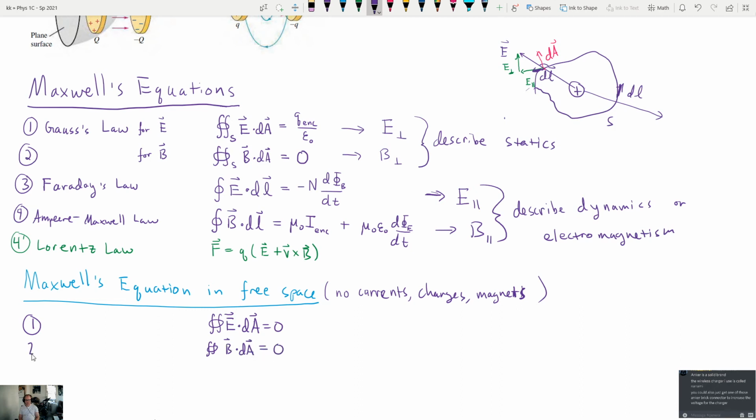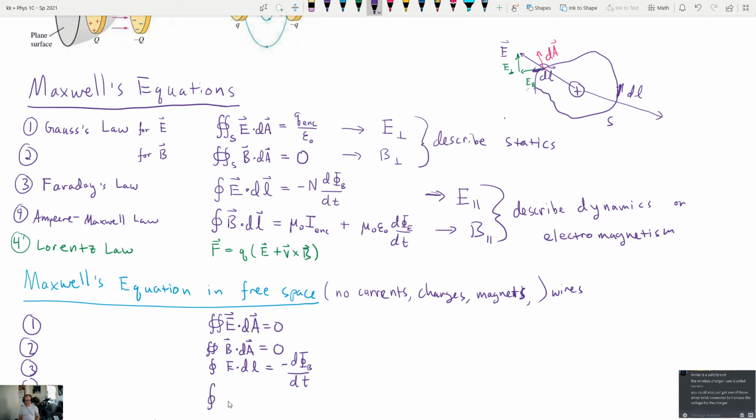Okay, so there's 1 and 2. 3 and 4 are the ones that change. Actually, 3 doesn't change. 3 is still going to be integral of E dot dl is equal to... Now, if there's no currents, charges, magnets, I'm also going to say there's no wires as well. So no wires. If there's no wires, I can get rid of this n, and it's just going to be negative d phi dt. I think the negative sign is supposed to stay there. I could be wrong, though.